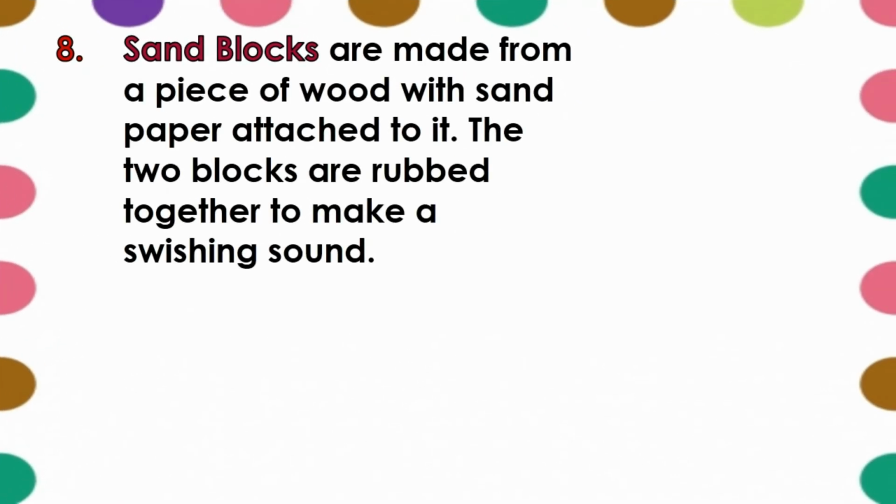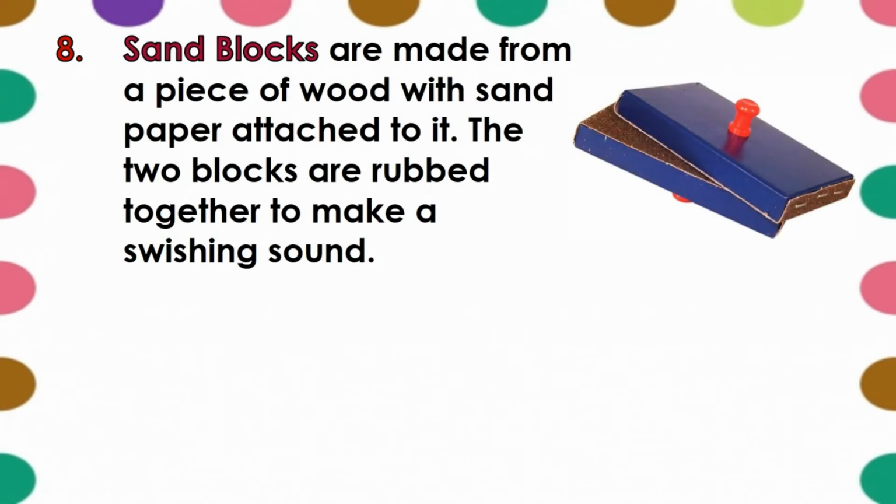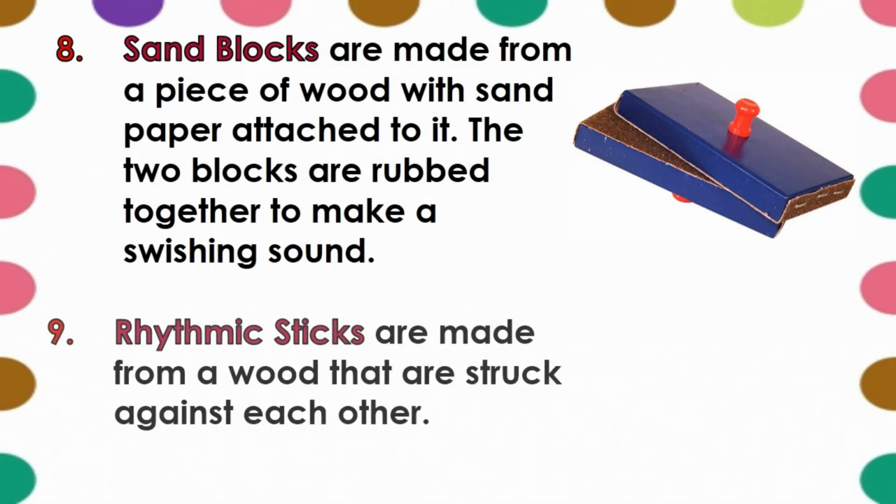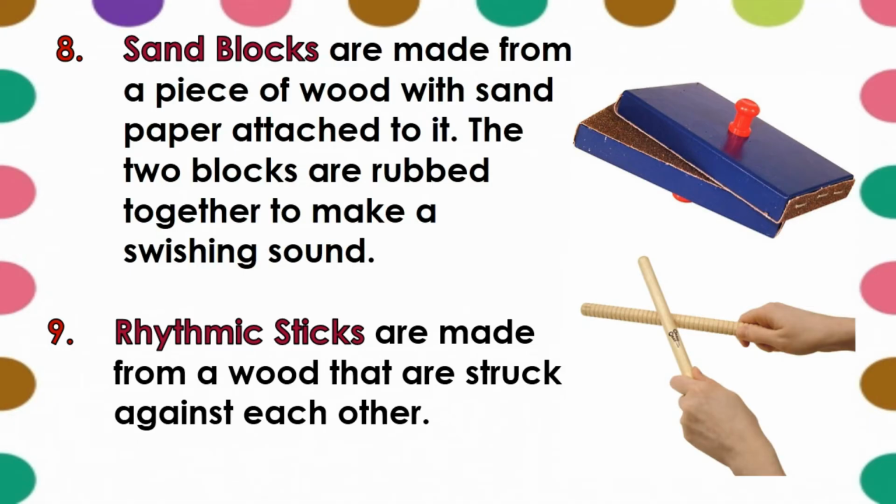Eighth, sandblocks. Sandblocks are made from a piece of wood with sandpaper attached to it. The two blocks are rubbed together to make a swishing sound. Ninth, rhythmic sticks. Rhythmic sticks are made from wood that are struck against each other.